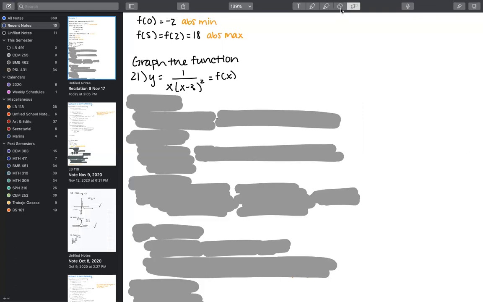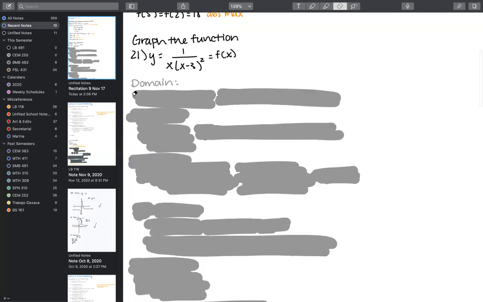So I did put up domain though, just because it ties in so easily with finding our asymptotes, almost to the point of being redundant. When we find our vertical asymptotes, we set the denominator equal to 0, and we'll do that in a few steps here.